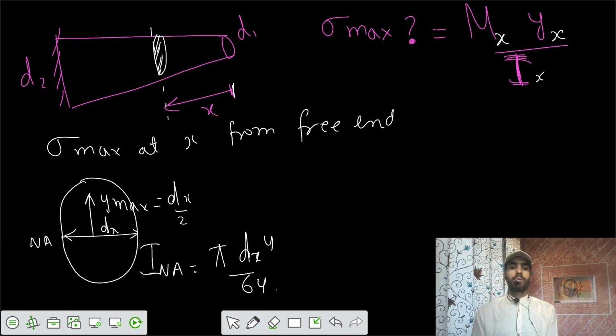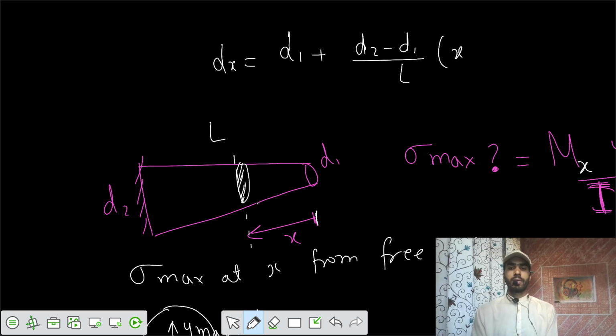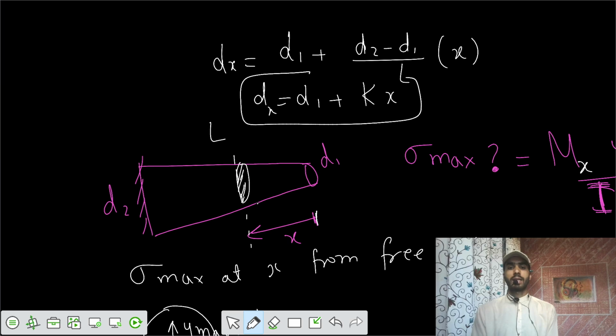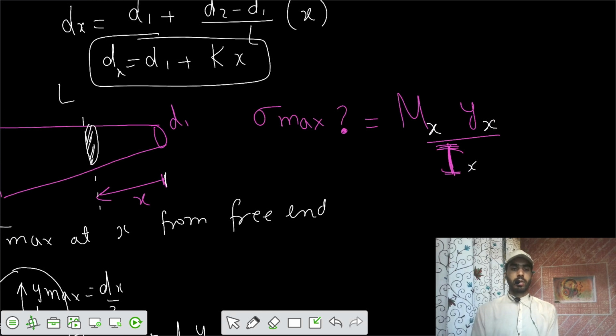But what's the value of dx? By linear variation we can say dx equals d1 plus the change. This difference is the change over the total length L, but I need the change for a length of x. So let's call it d1 plus kx. Dx equals d1 plus kx. So we got all those values.